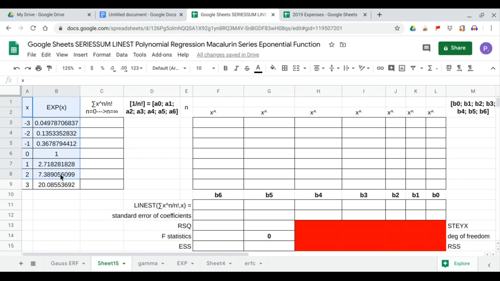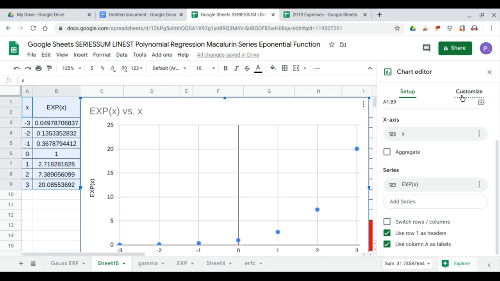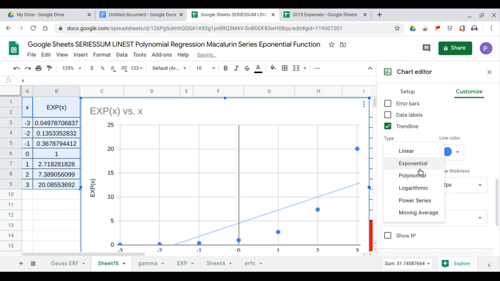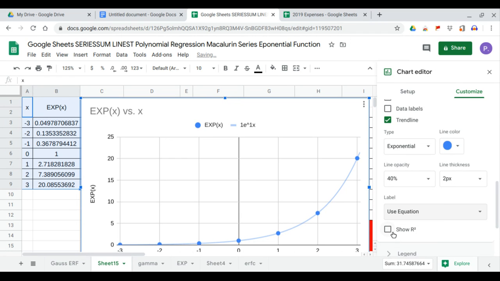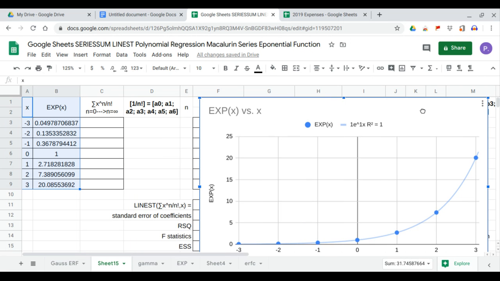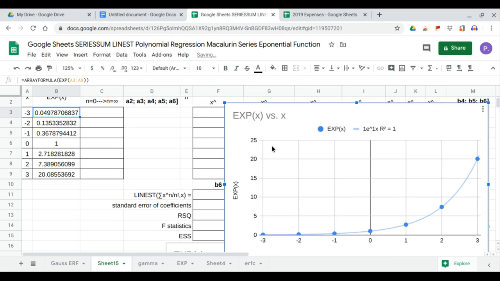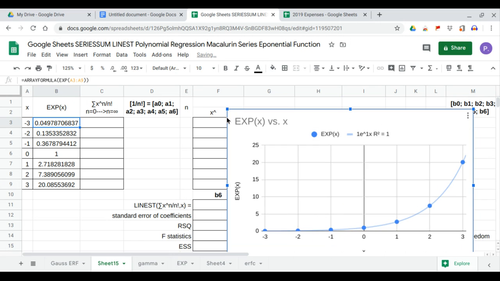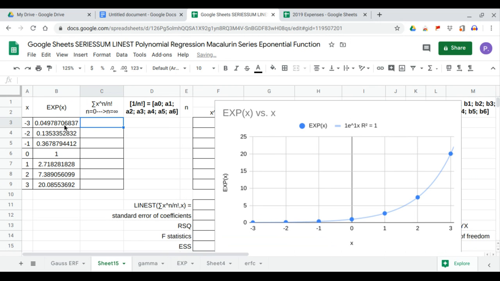We show the chart for this in the exponential form. We show the equation as well. You will notice the equation is 1 times e to the power x, because the equation here is 1 exponent x. But we're interested in the Maclaurin series expansion of this function.